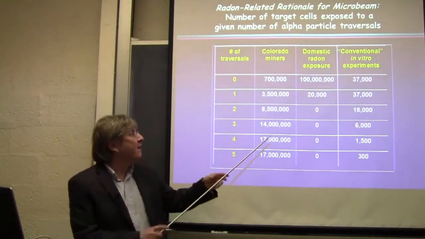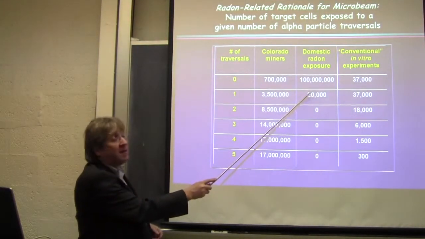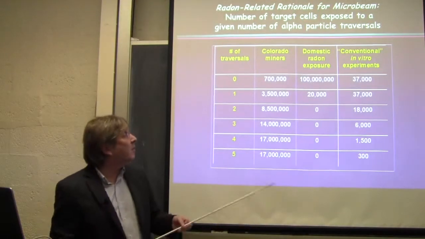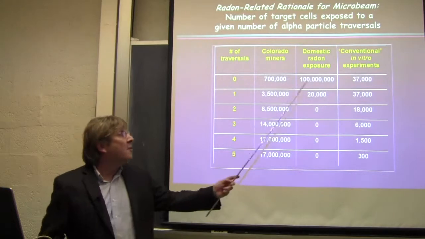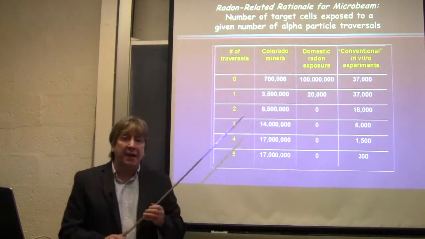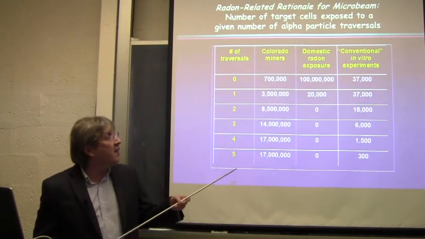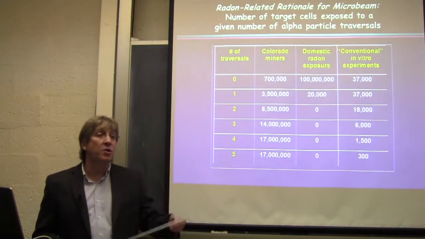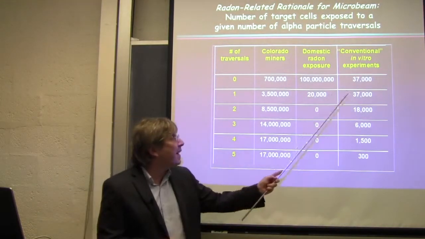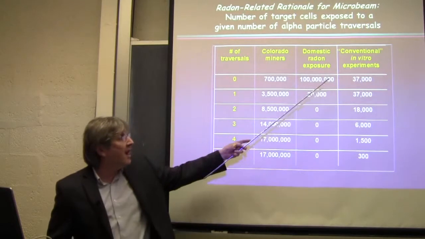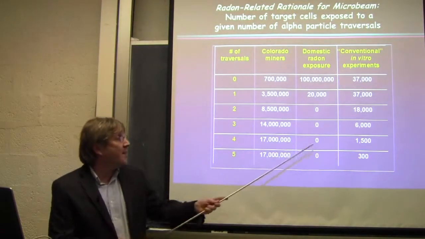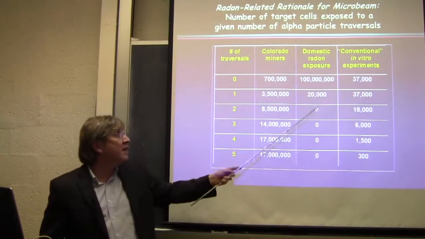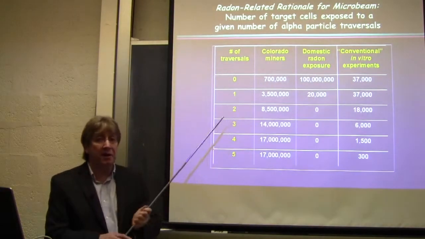So again, if this is our goal, to figure out what are the effects of exactly one alpha particle, it's tough to get that from the Colorado miners, but it's also tough to get that from a conventional in vitro experiment, because you are always having to battle the Poisson distribution. So you'll end up with multiple traversals that you don't really want to know about, and you'll somehow have to unfold this information to get the effects of a single alpha particle.